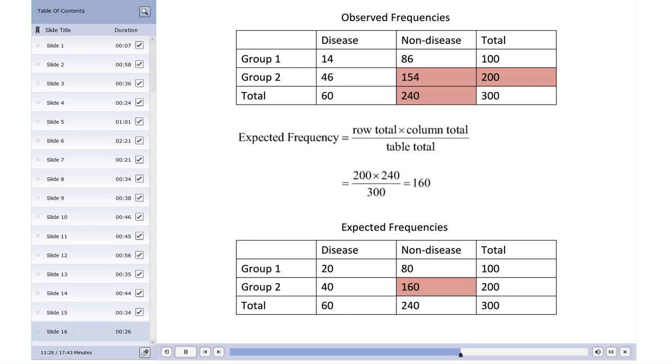Here's our last example where we're going to calculate the bottom right corner of the expected frequencies table. There's a few different ways we can get this number. We could just use the formula, in which case we get 160, or you can just use the row total. The row total's 200 and we've got a 40 in the bottom left corner, so the bottom right has to be 160. Or you could even use the column total. The column total's 240 and we've got an 80 in the upper right, so this bottom right has to be 160.